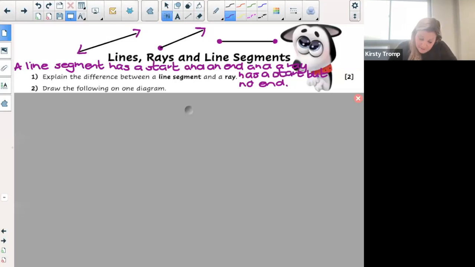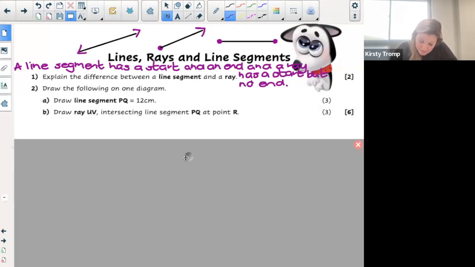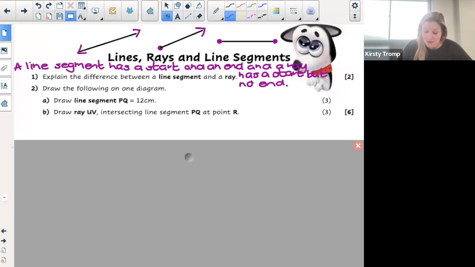All right, B, or number 2, sorry. Draw the following on one diagram. So, number 1, they asked me to draw a line segment PQ. And then B, draw ray UV intersecting line segment PQ at R. My goodness, that's a lot of instructions. So let's start by drawing line segment PQ of 12 centimeters.